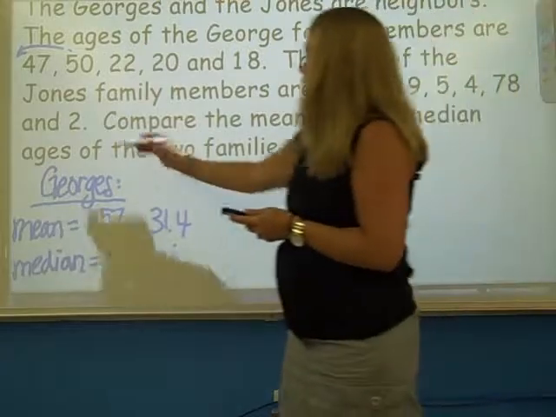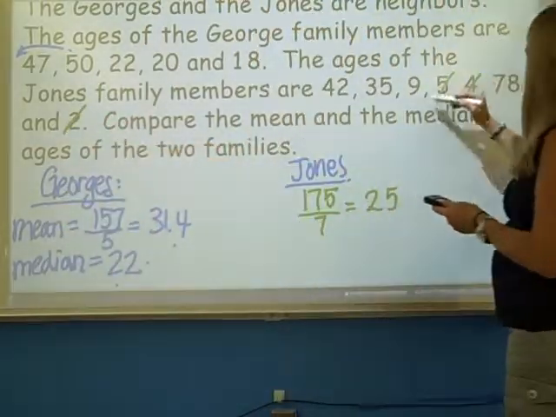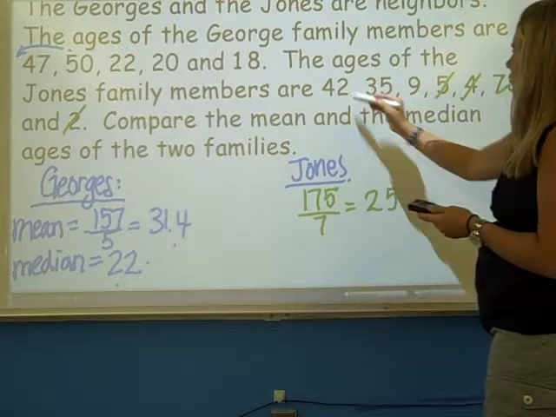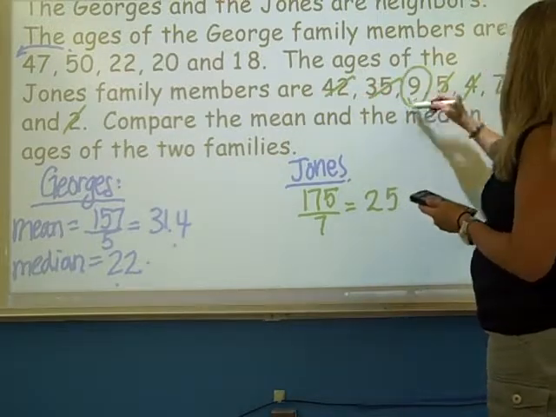We have 2, then 4, then 5 are the lowest. 2, 4, 5. The highest are 78, 42, 35. So your median is 9.